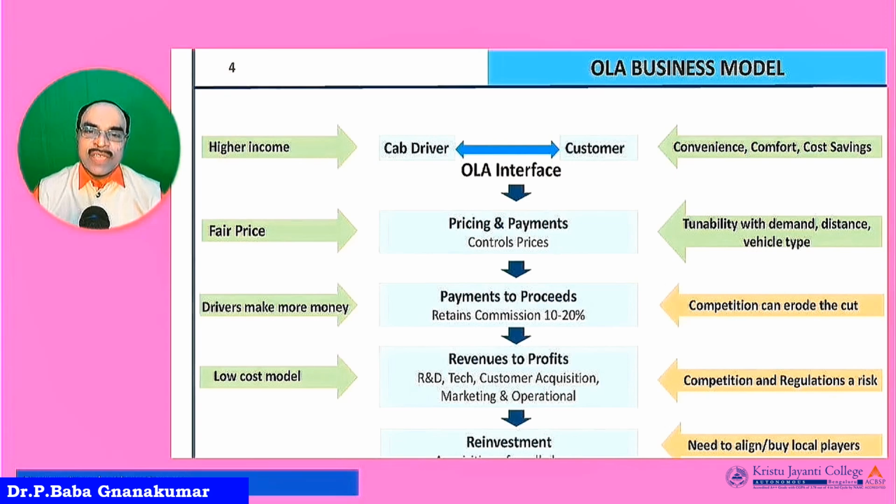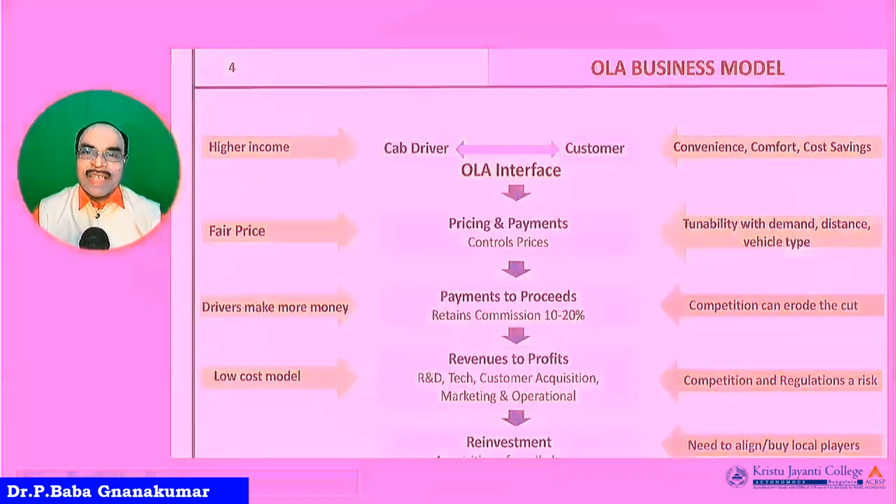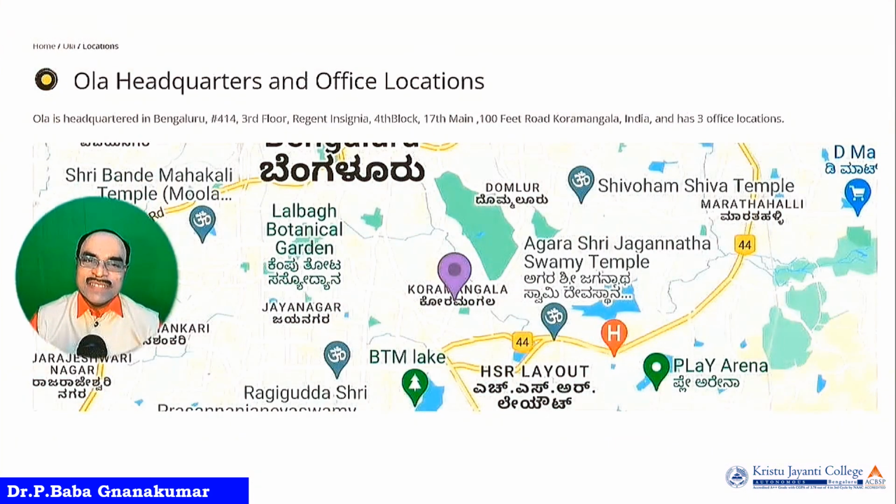He used to retain a 10 to 20% commission. That was his business model. He started his business, Ola, in Koramangala. Of course, they have registered offices in different places. In Bangalore, they decided to start the new business, the ANI Technologies Ola interface model. He branded it as Ola.